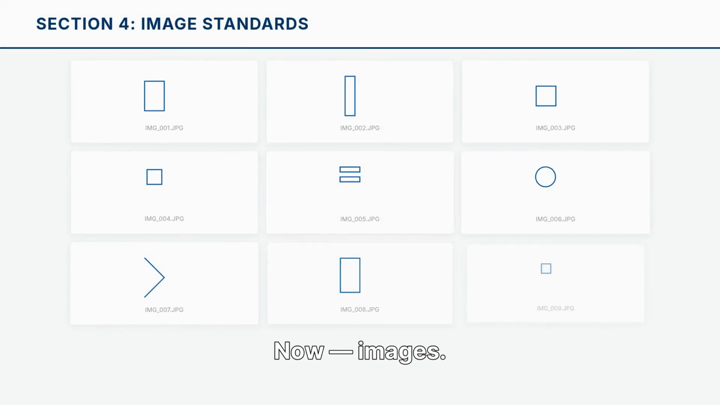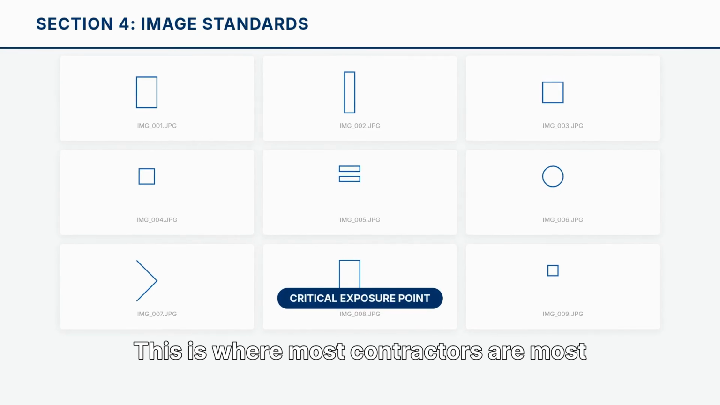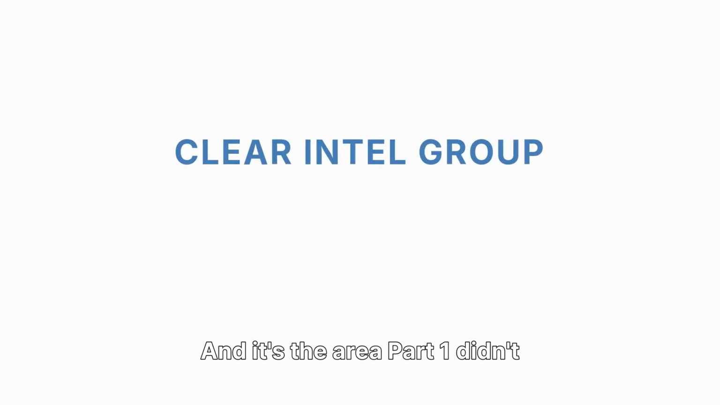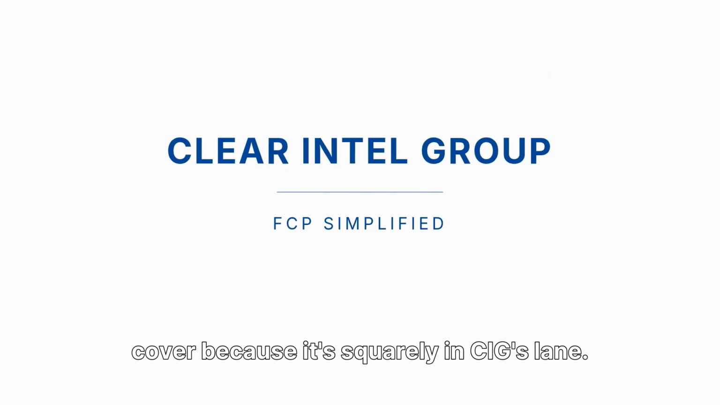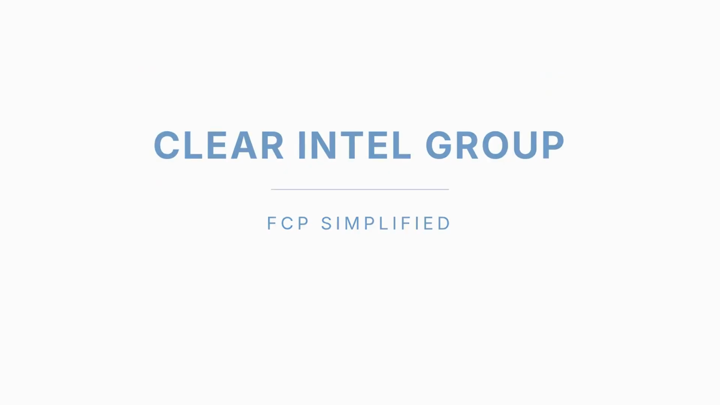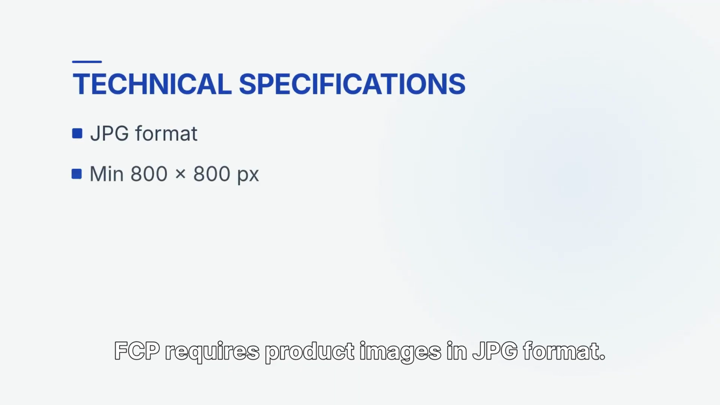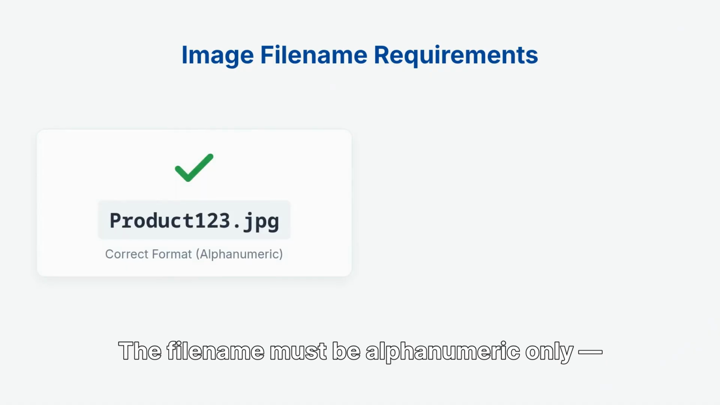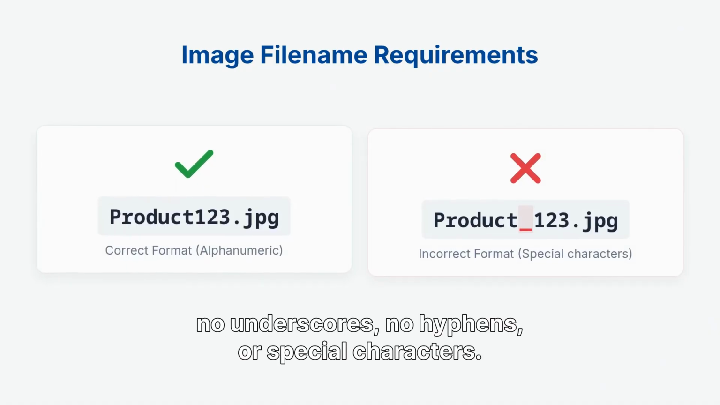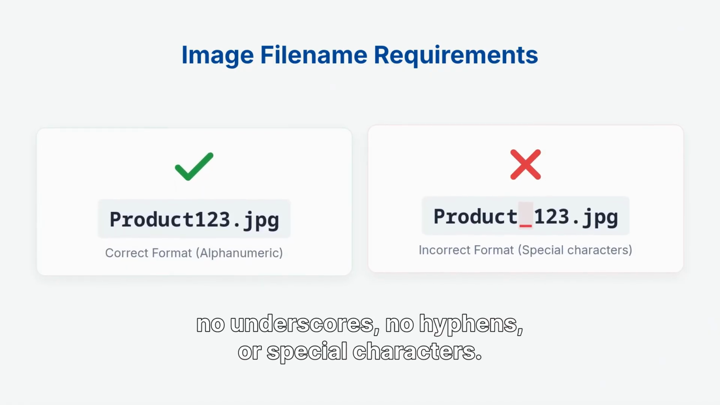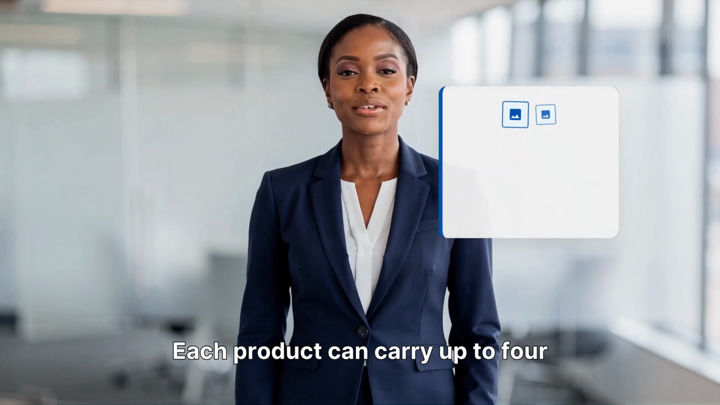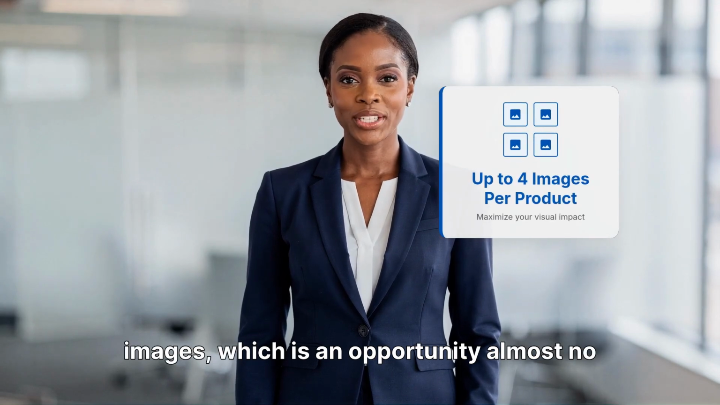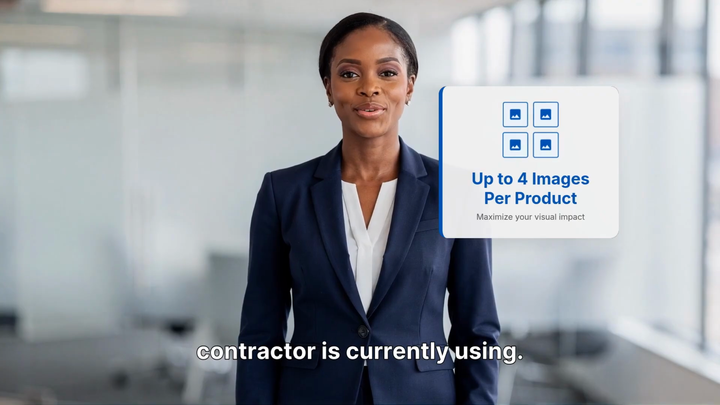Now, images. This is where most contractors are most exposed, and it's the area Part 1 didn't cover because it's squarely in CIG's lane. FCP requires product images in JPG format. Minimum size is 800 by 800 pixels. The file name must be alphanumeric only, no underscores, no hyphens, or special characters. Each product can carry up to 4 images, which is an opportunity almost no contractor is currently using.